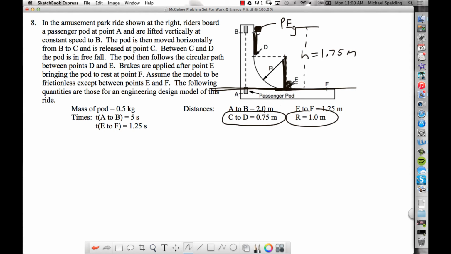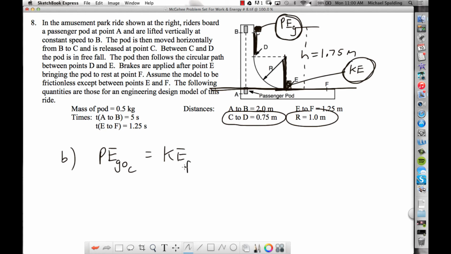Now, what type of energy does the pod have at point E? It's going to be all kinetic. Was there friction in between? Nope. So what does that tell us? Potential of gravity is equal to that kinetic. So here's how you do part B. The potential of gravity initial at point C is going to be equal to the kinetic final at point E.